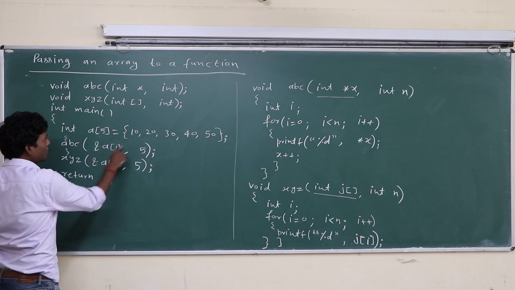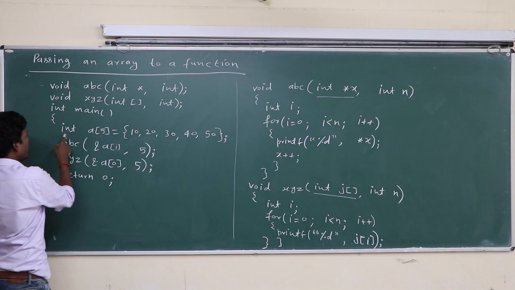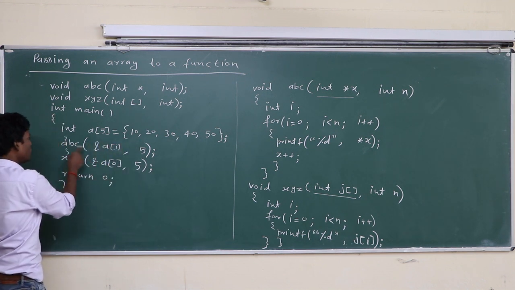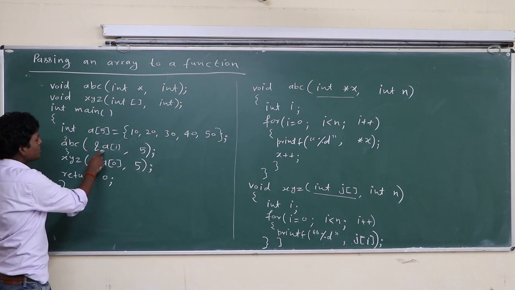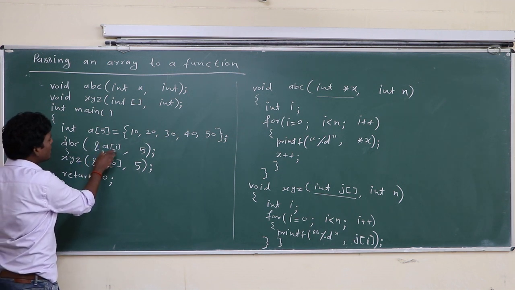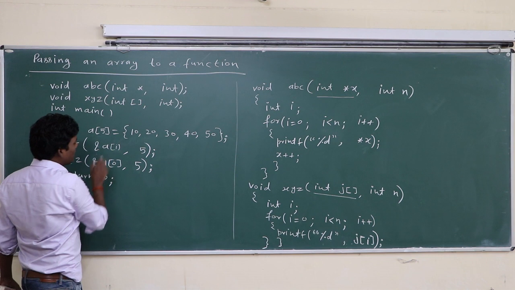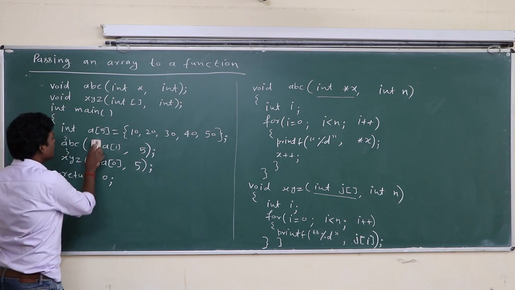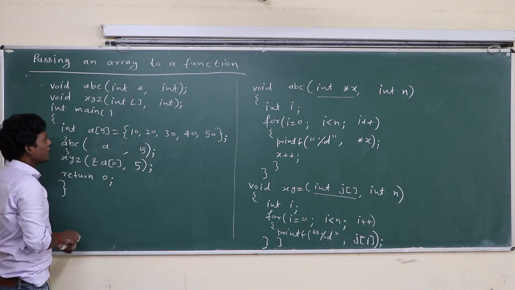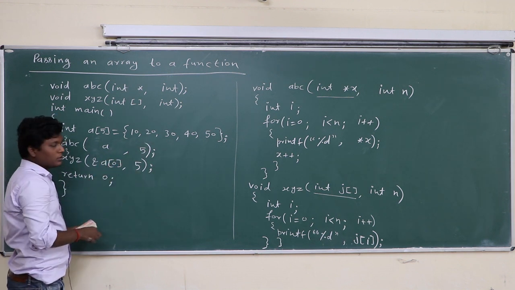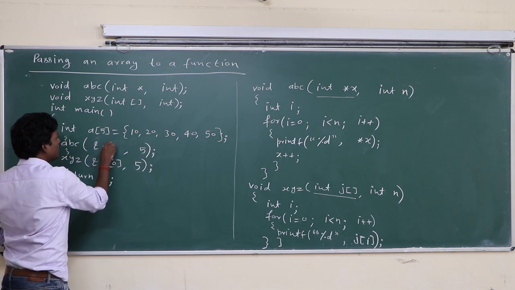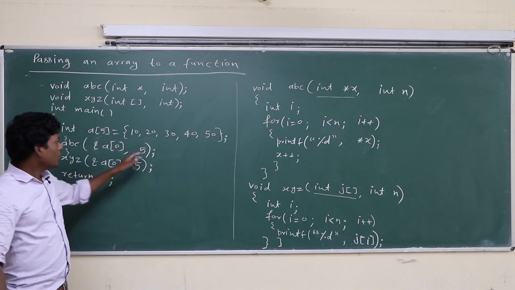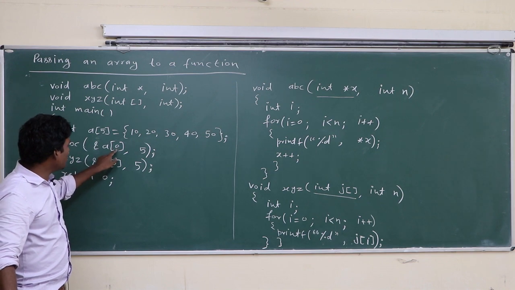Here a single address is supplied and received in x, but you have to write here for i equal to 0, i less than 5, i plus plus, and put this. In this case the elements of the array are passed one by one. If you write this, then the whole array is passed. You can write this also, then the whole array is passed, because you give the base address.